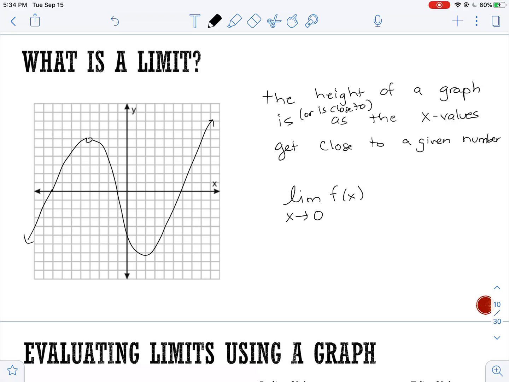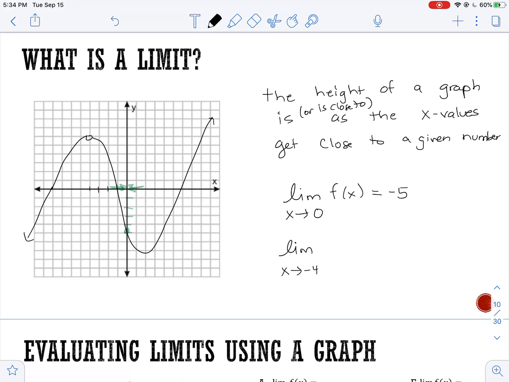So it's what the height of the graph is or is close to as the x values get close to a given number. So as my x values are getting closer and closer to 0, so I'm getting closer and closer this way, what's the height of the graph getting closer to? Well, my height of my graph is exactly right there. So the height of the graph is at -1, -2, -3, -4, -5. So the height of the graph is getting closer and closer to -5 as my x values are getting closer and closer to 0.